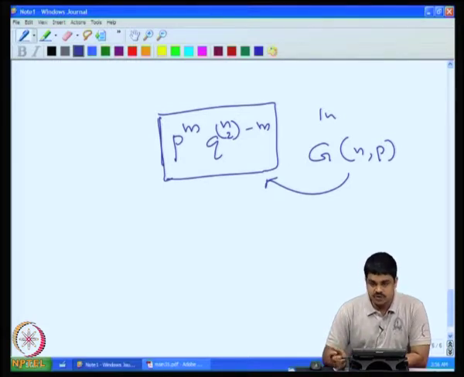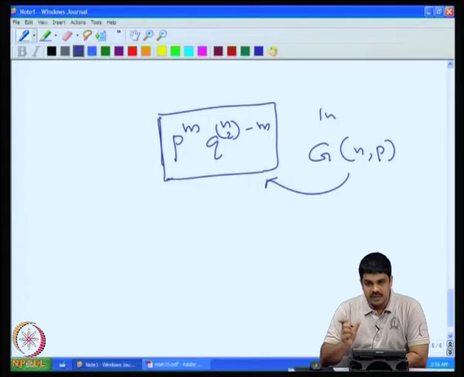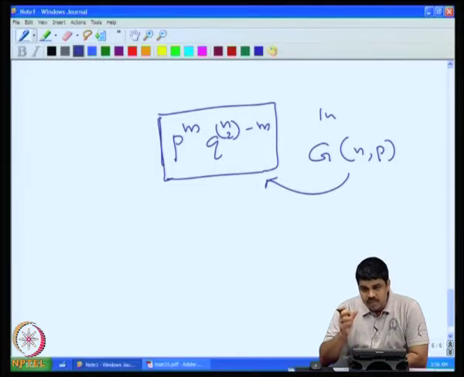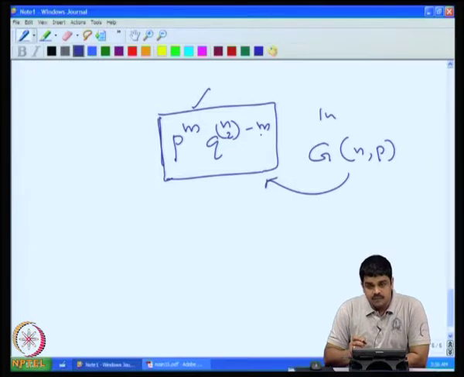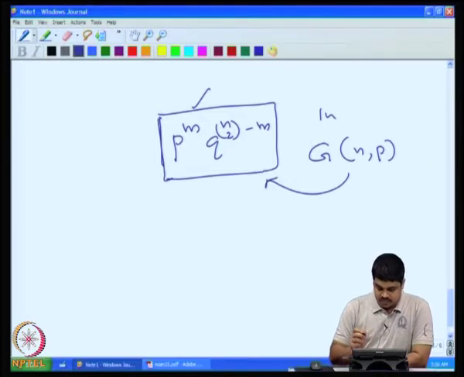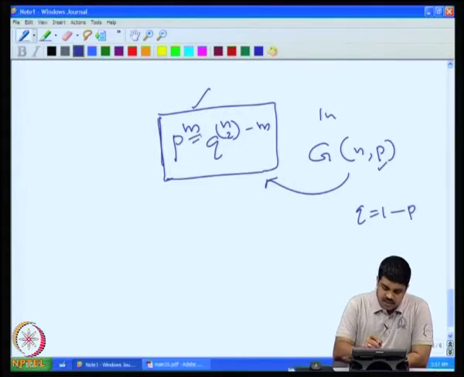So, again to summarize, what the student has to understand is that we have created a probability space GNP. The elements of the sample space of GNP are essentially the graphs on n vertices, all possible graphs on n vertices. And the probability value assigned to a particular graph is p raised to m into q raised to n choose 2 minus m, where p is some fixed number, the p in GNP, q being 1 minus p, right, and m is the number of edges in that graph.